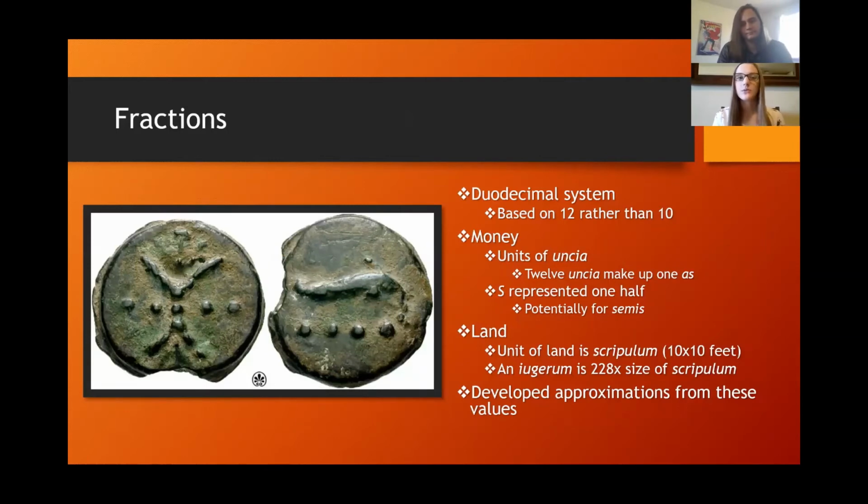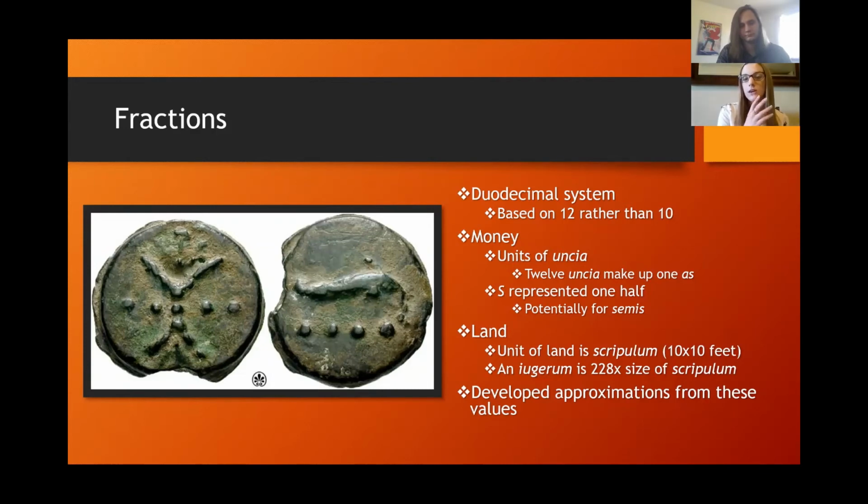So as I mentioned before, the ancient Romans did not have a great system for multiplication. They would add a bar to multiply by 1,000. They would add 2 bars on the side and a bar on top to multiply by 100,000. However, they did use fractions occasionally throughout their culture. So the 2 places that this is most prevalent is within their money and their land. Both of these were based off of duodecimal systems, which means that their fractions were based on 12 rather than 10.